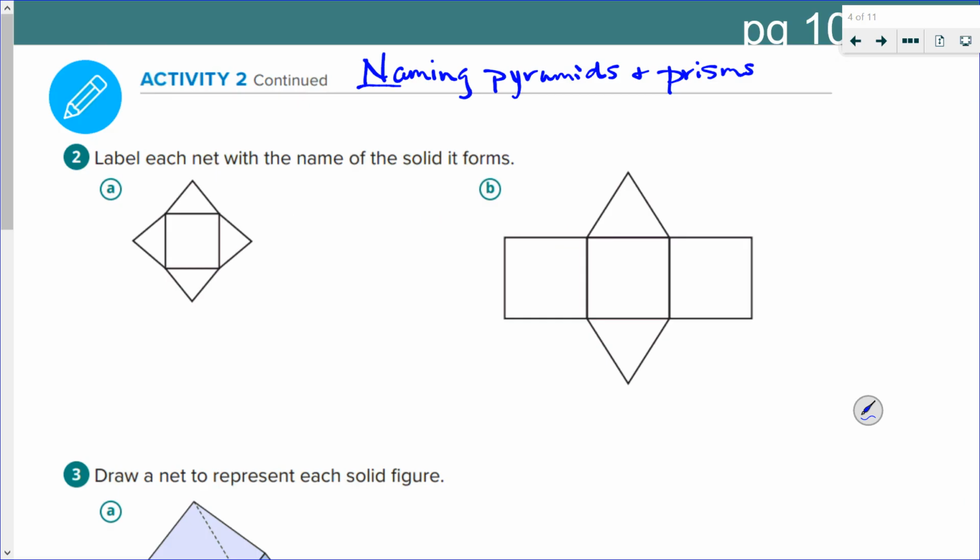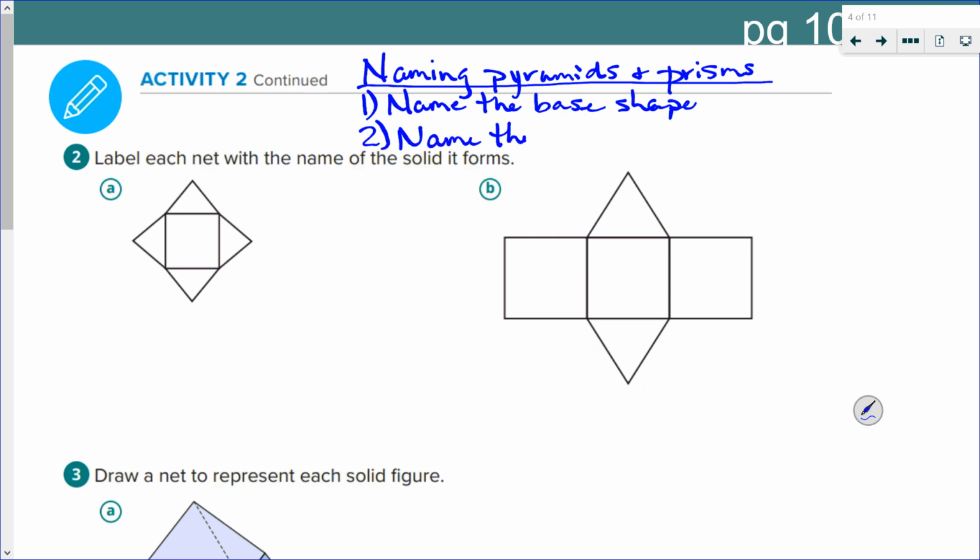Okay, naming pyramids and prisms. The big piece in naming pyramids and prisms is, first off, name the base shape. So you start with what the base shape is. That's the first part in naming either pyramids or prisms. And then once you have done that, name the type of solid. In other words, is it a pyramid or is it a prism?